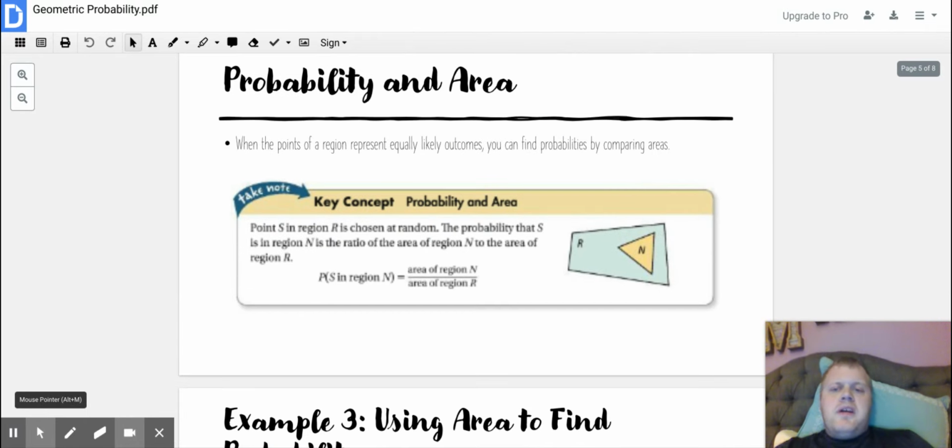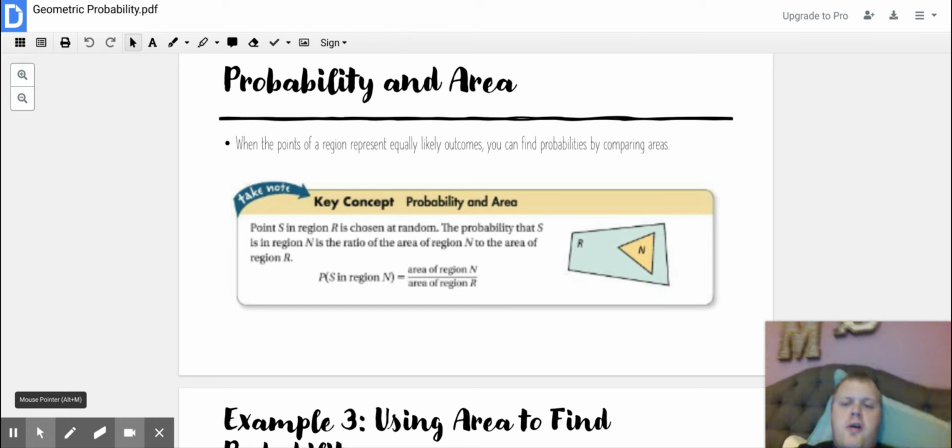All right. Probability in area. When the points of a region represent equally likely outcomes, you can find probabilities by comparing the areas. So if point S in region R is chosen at random, the probability that S is in region N is the ratio of the area of region N to the area of region R. So the same thing here, part over whole. We want the part to be in N, but R is the whole part because N is in R.